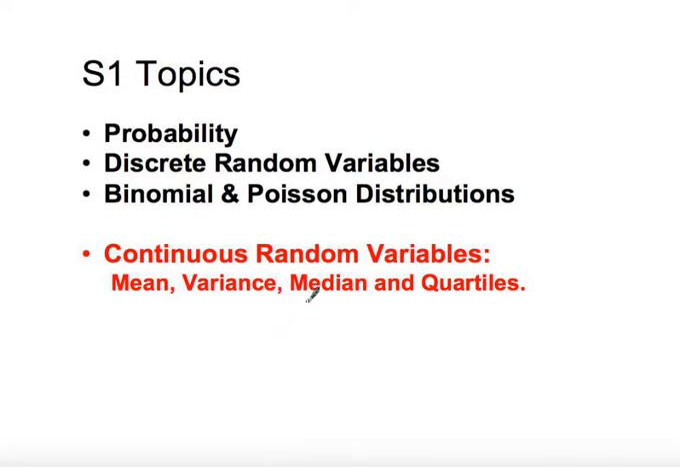So today's lesson is concluding the S1 module in total. We've covered probability, discrete random variables, binomial and Poisson distributions. The final part of the module is continuous random variables, and we're on the second lesson, which is covering the final content for continuous random variables. So we're finishing off S1 today.